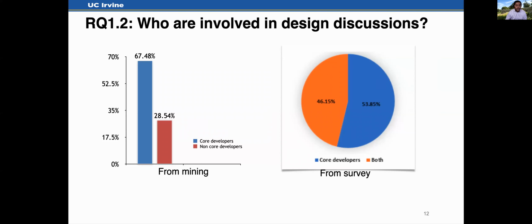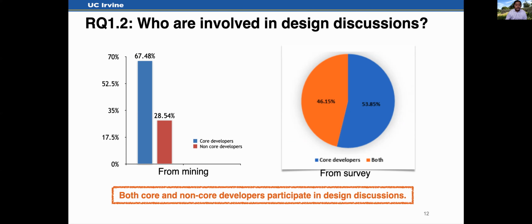After normalizing, the mean design discussions by core developers is 0.12, and the mean design discussions of non-core developers is 0.06. The difference between these two groups is not statistically significant according to the Welch two-sample t-test, and the effect size is also small, 0.30 measured using Cohen's d. Our results from the survey indicate similar results, showing that both core and non-core developers participate in design discussions, with some difference in the amount of contributions between these two groups.